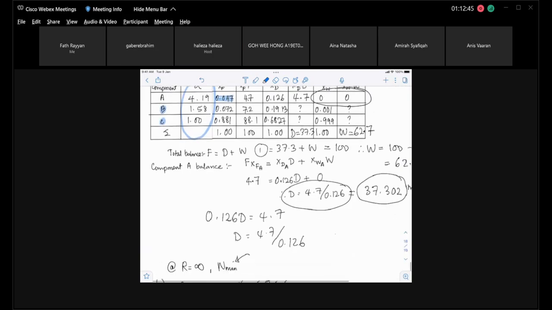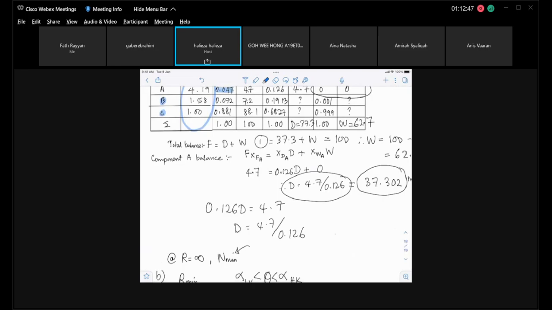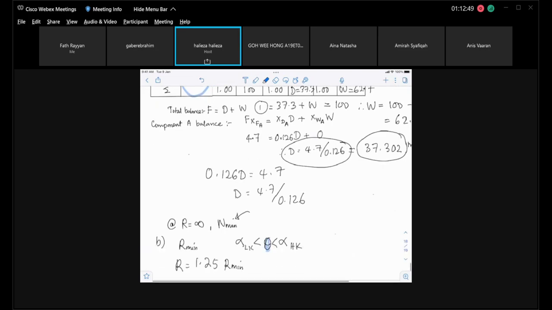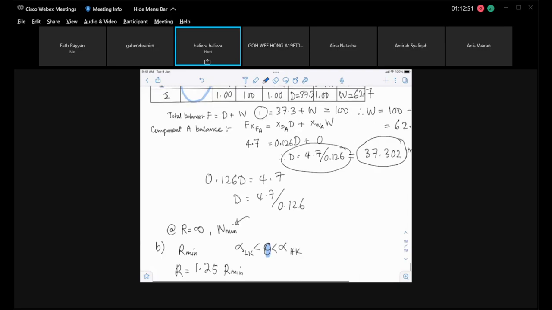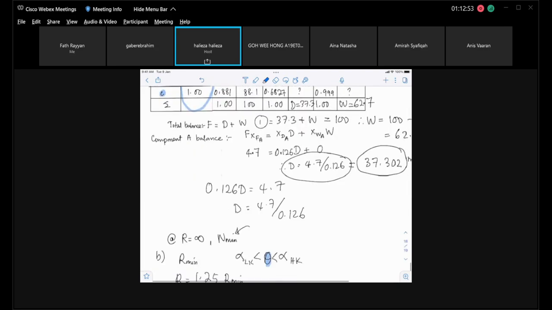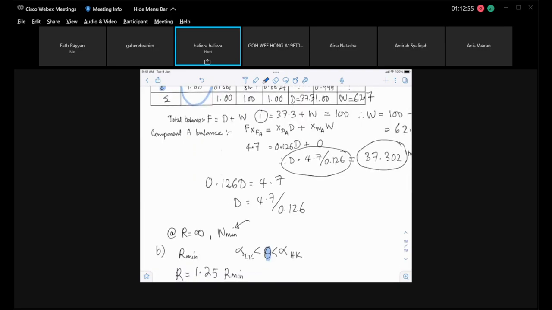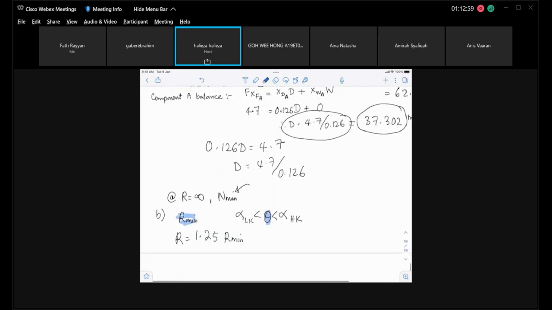So your theta should be between 1.58 and 1. You have to do trial and error to get your theta. Once you manage to get your theta, solve for R min. Once you get R min, get the number of theoretical stages and the feed location. That's how we discussed examples 11.72 and 11.73 just now.